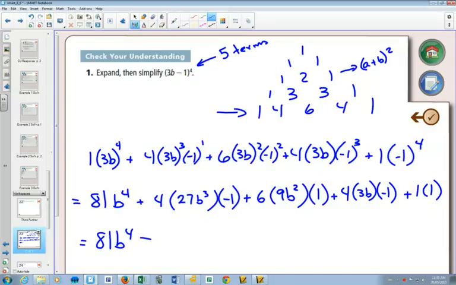Minus 4 times 27 will be 108b cubed, plus 54b squared, minus 12b, plus 1.